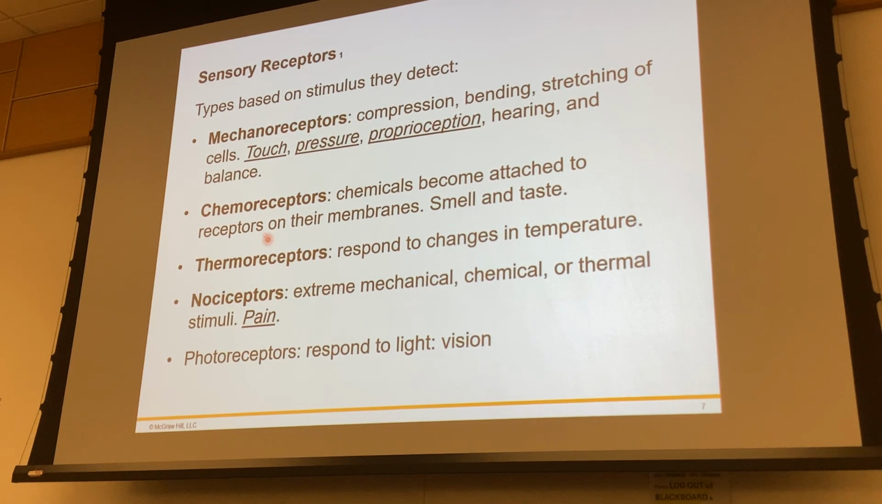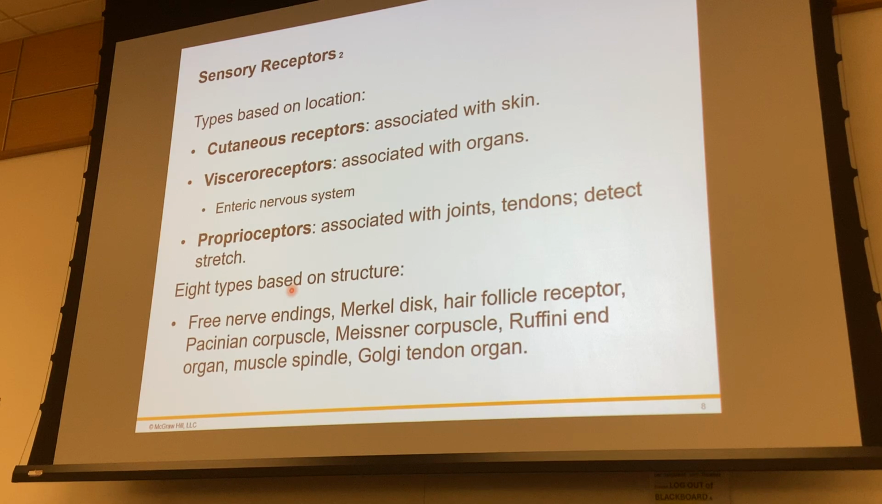And then again, these nociceptors are another important part of our body. Depending on where they're located, we can talk about these receptors either being visceral or cutaneous. Cutaneous tends to be superficial. Proprioceptors have joints and tendons, and there's stretch receptors there. Again, that's what we're talking about here.